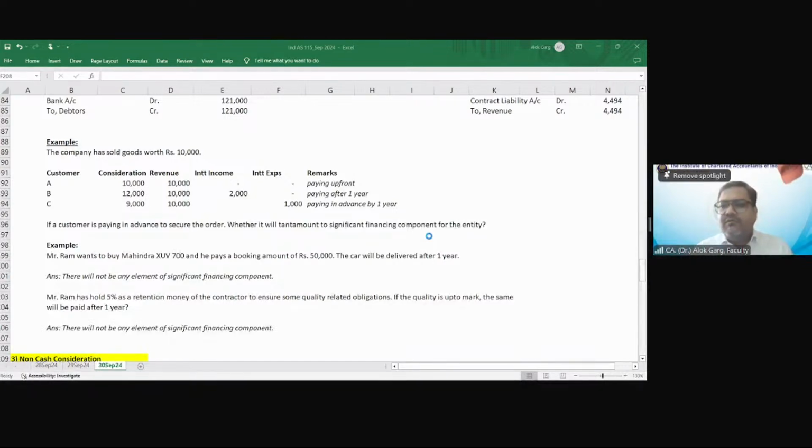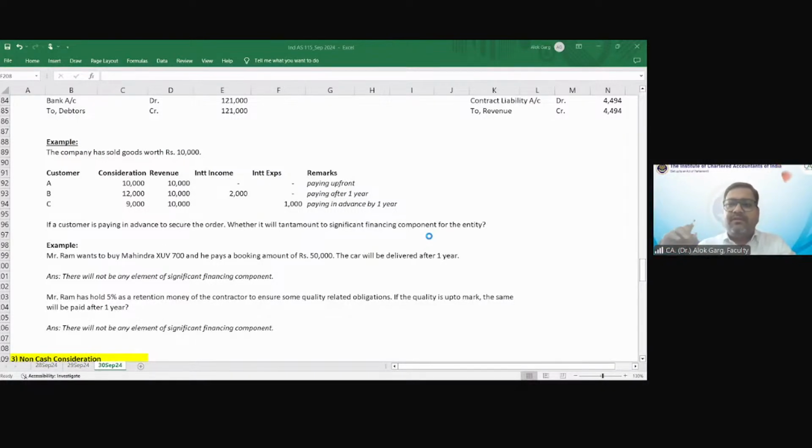Fourth, variable consideration. For example, sales-based royalty. I am the author of an Ind AS book. I have delivered my performance obligation: I have written the book and I have given the content to the publisher. The publisher will pay me a royalty, but the royalty is on the basis of sales. I have delivered my performance obligation today itself by providing the content to the publisher.